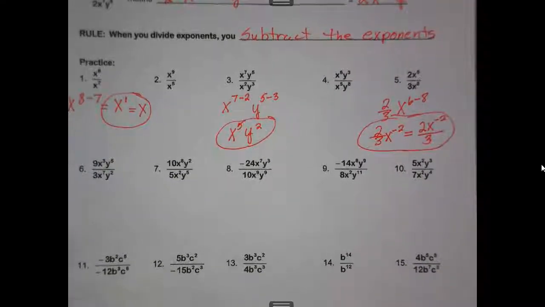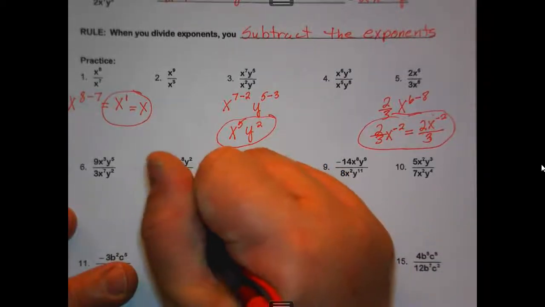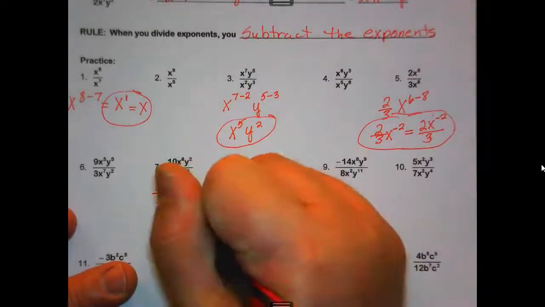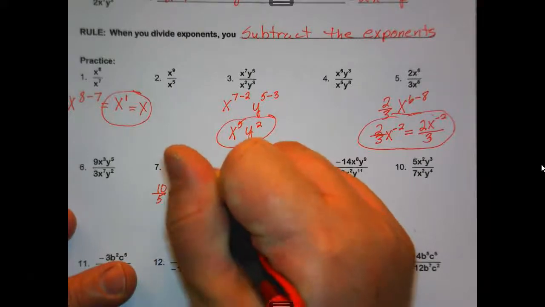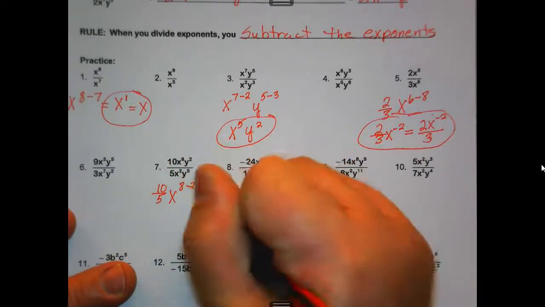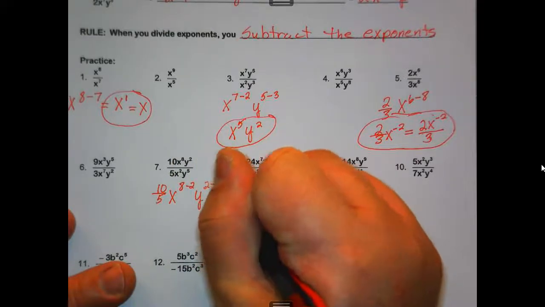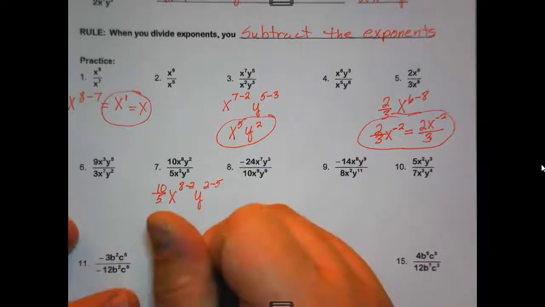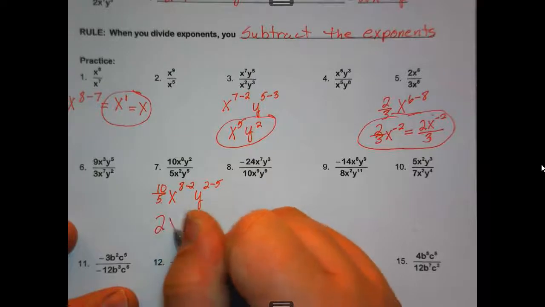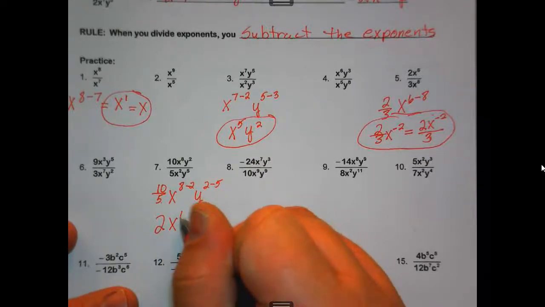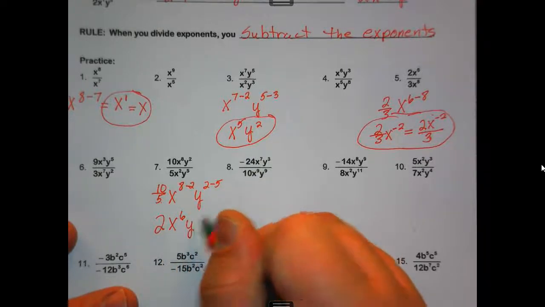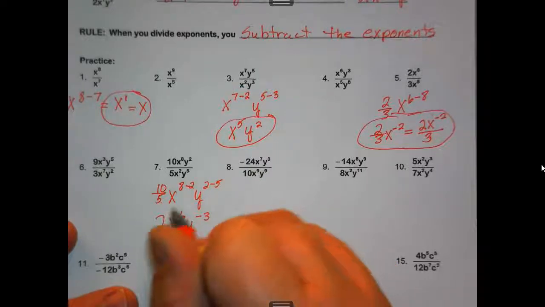Okay, number 7. I have 10 divided by 5, x to the 8 minus 2, y to the 2 minus 5. So I have 10 divided by 5 is 2, x to the 8 minus 2 is 6, y to the negative 3.